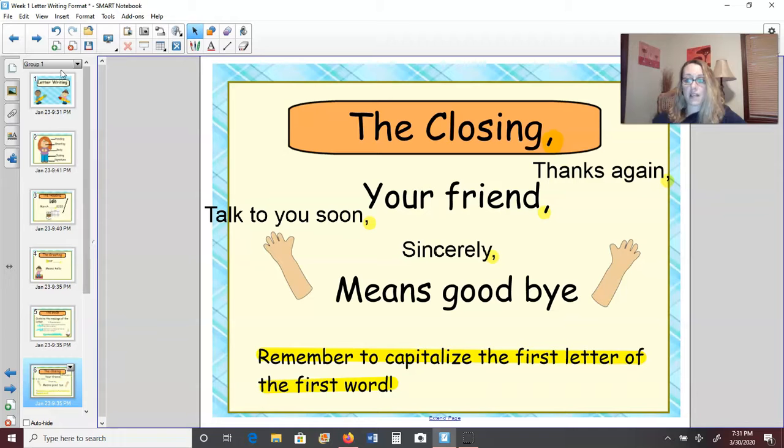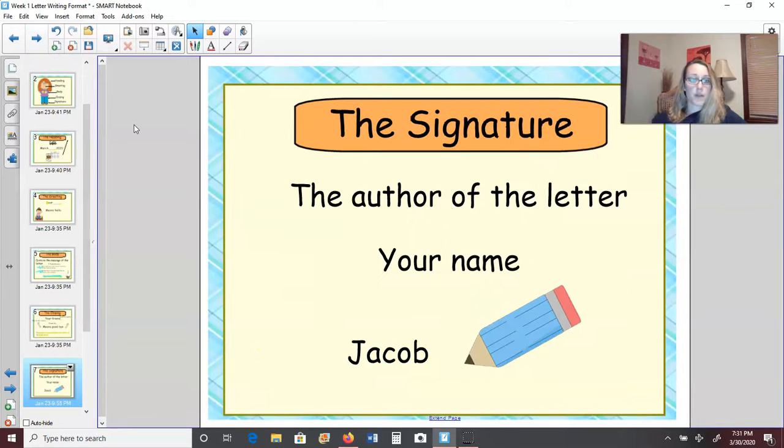And then finally, to wrap up our letter, we would want to do our signature, which is the author of the letter. So that's your name. So you would go to the next line underneath your closing, and you would sign your name. If you know how to write your full name in cursive, I know we've been practicing some cursive letters, you could certainly write it in cursive.